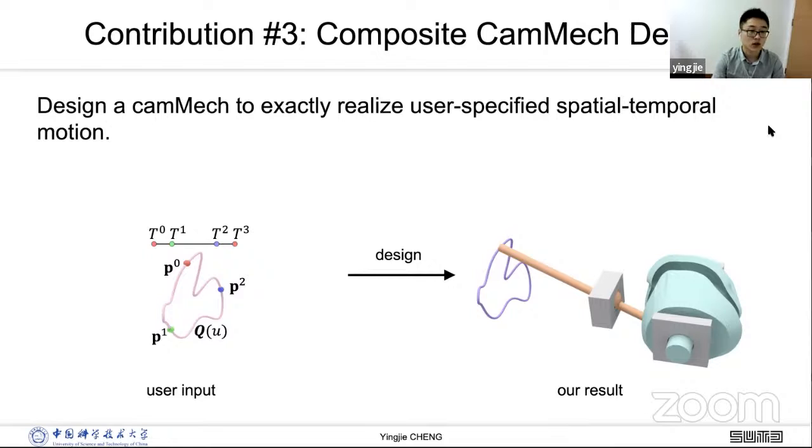And here is the curve Q(u) with 3 key points P1, P0, and P4 on it. And for the timing constraints, we add 2 time intervals here. And our output is a single CamMech that can exactly realize the given motion.